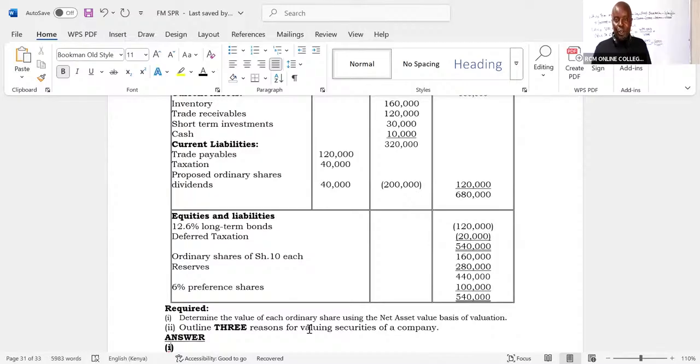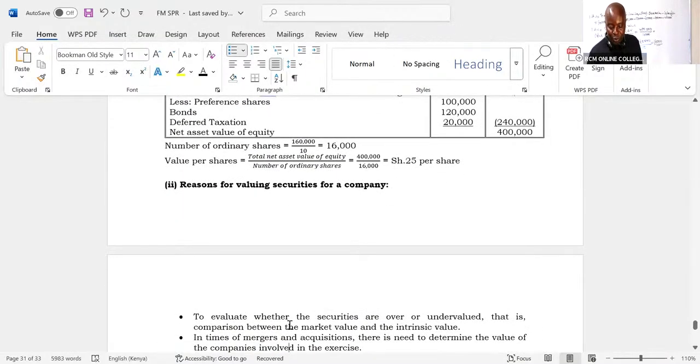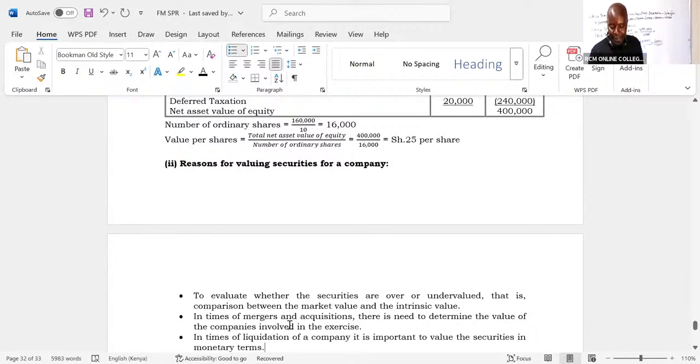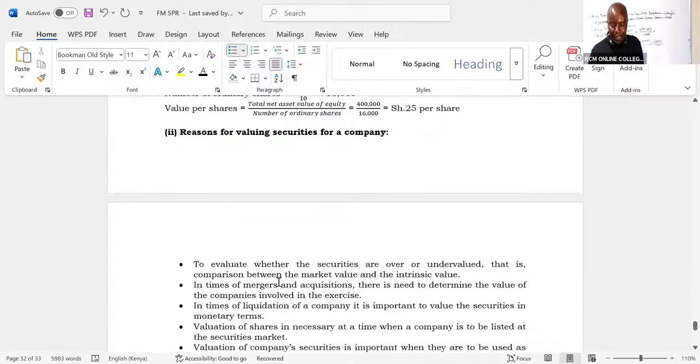I would want to value my securities, ladies and gentlemen, if I'm going to use them as collateral. If I'm going to use them as collateral in a bank, for example, I would want to do valuation if I want to sell this organization. So there are so many reasons, and I've been able to give you those reasons, ladies and gentlemen, down here in the answer. If you're not able to understand, I always give answers down there. In this case here, reasons for valuing securities of a company: to evaluate whether the securities are over or undervalued. That is a comparison between market value and intrinsic value. I'll be able to come back to that later.